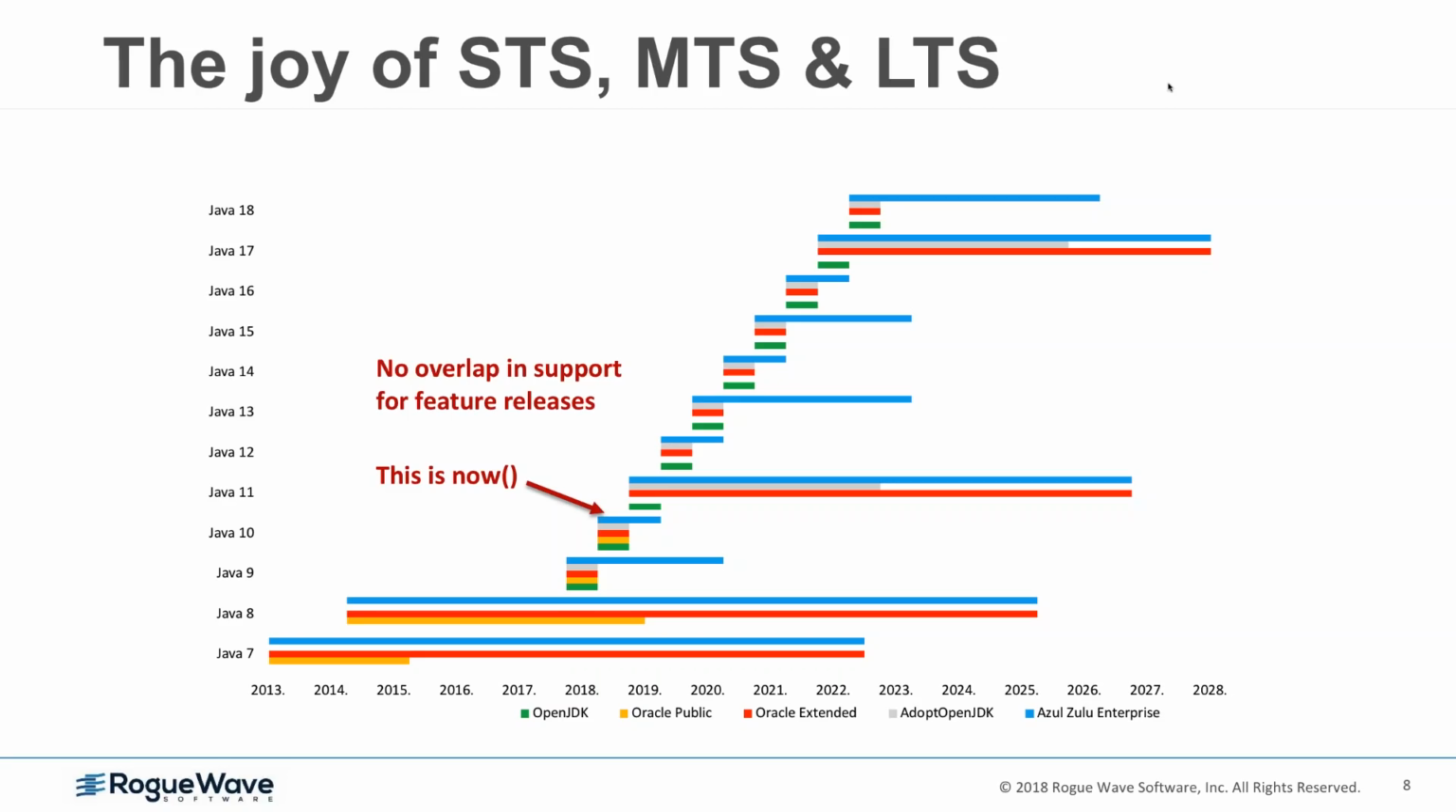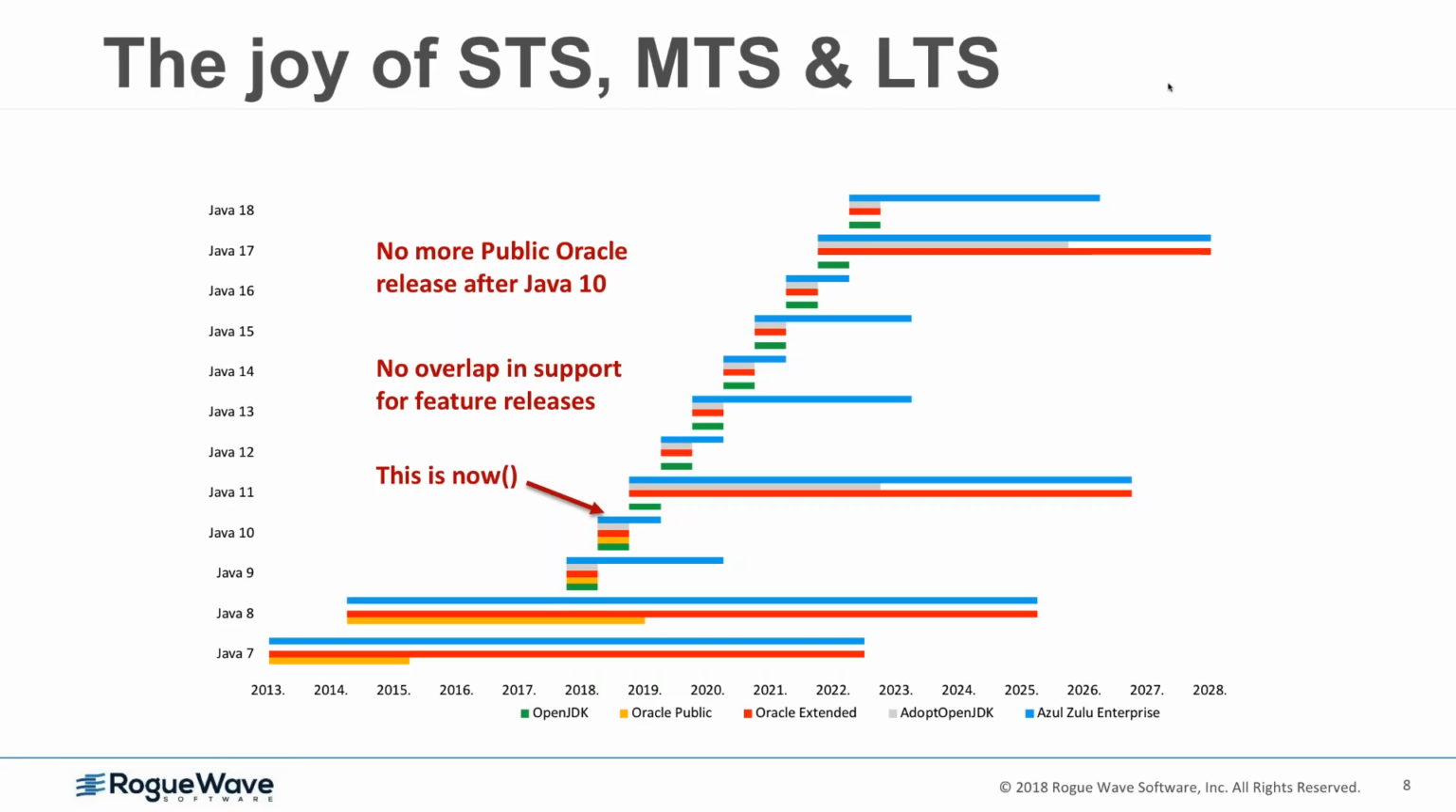Kind of scary. Most of the long-term support is also commercial, with the exception of Adopt OpenJDK. So this is the new reality in the Java landscape. And hopefully this makes it more clear.